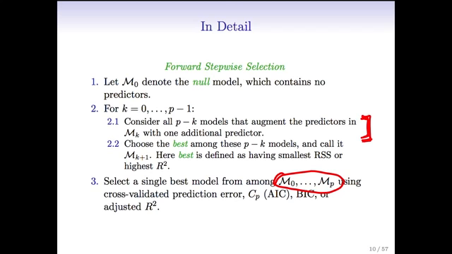So after we get these p plus 1 models, we're going to choose among them. And as I mentioned earlier, we can't use RSS or R squared to choose among these p plus 1 models because they all have different sizes. And in a few minutes, we'll talk about some approaches like cross-validation and AIC and BIC to choose among these p plus 1 models.